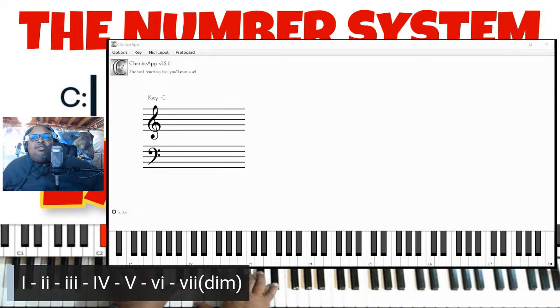Now, with the exception of Roman numeral 7, for purposes of today, if you see a capital letter, that stands for major. And when you see lowercase letters, that stands for minor. And for the Roman numeral 7, you'll see I put DIM. It can be minor, it can be diminished, it could be half diminished, it could be several things. I'll get into that when I get to 7.